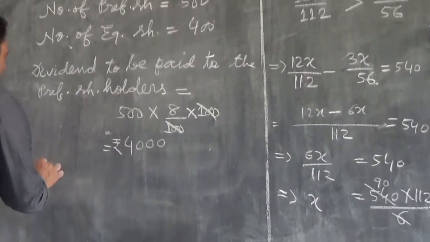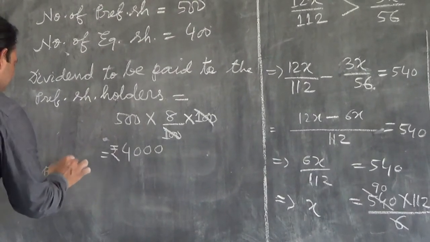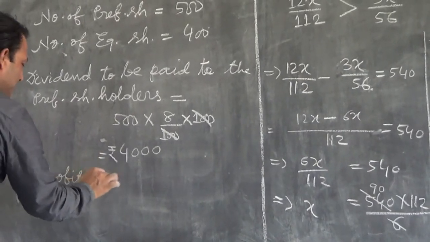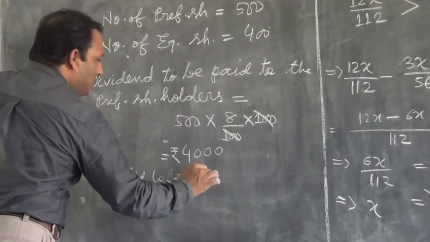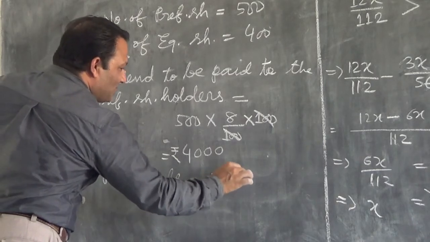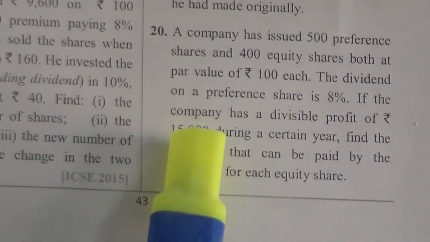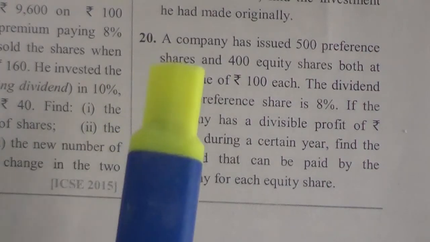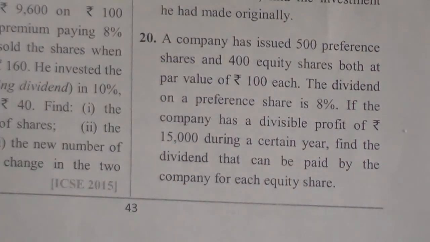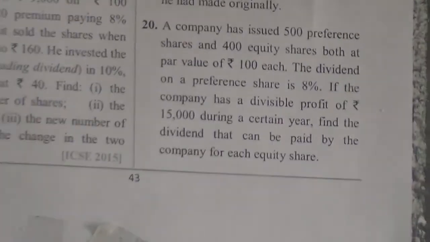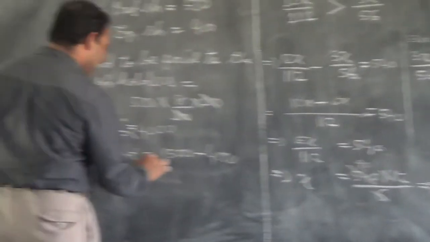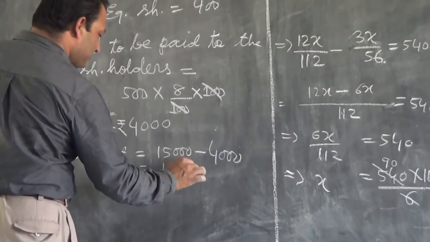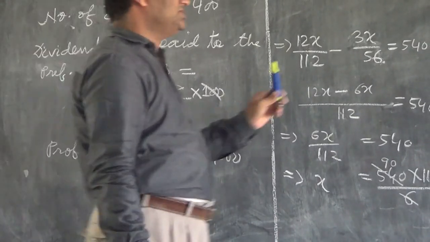Then we write the profit left, or remaining profit. A company had a divisible profit of 15,000 rupees, and out of that the company paid 4,000 rupees to the preference shareholders. So how much amount will be left? The amount left will be 11,000.